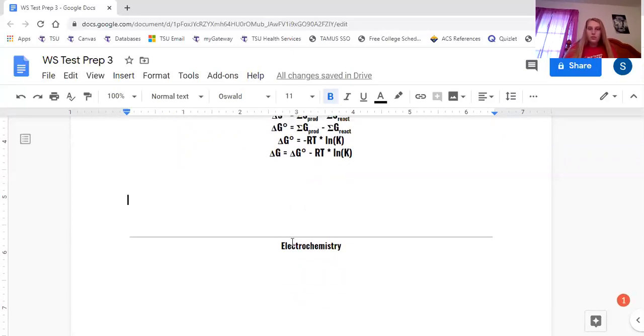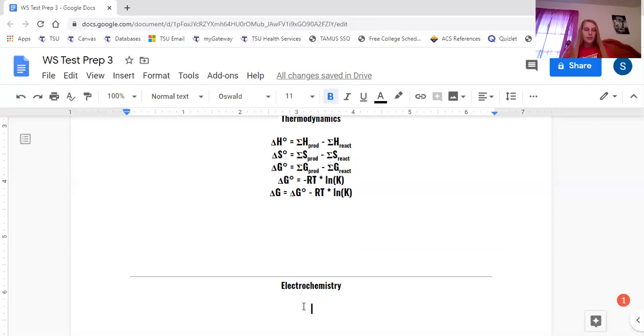Go closer so you can still see those. Okay, so for electrochemistry, we're going to have an equation for delta G first off here. And that's your negative N times F E naught. We're going to have one for E cell. And that one's going to be E naught.